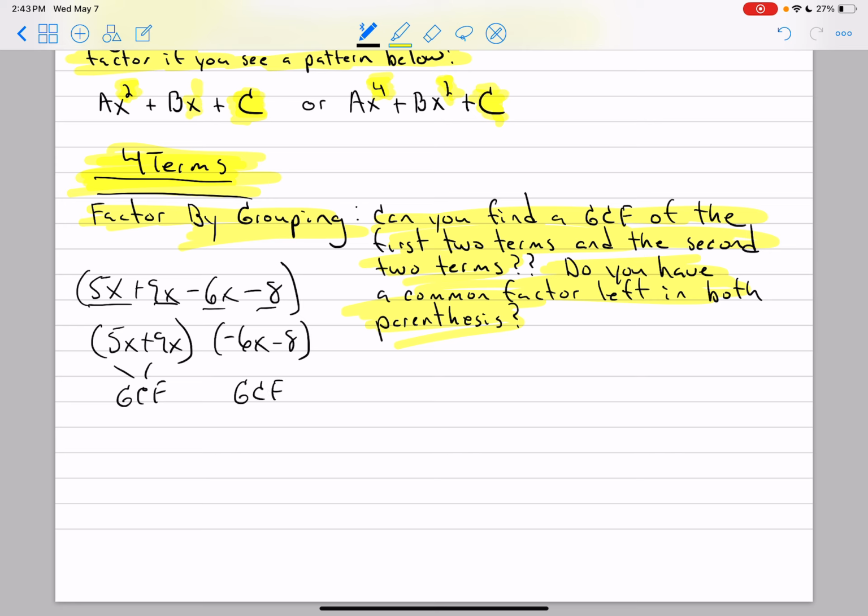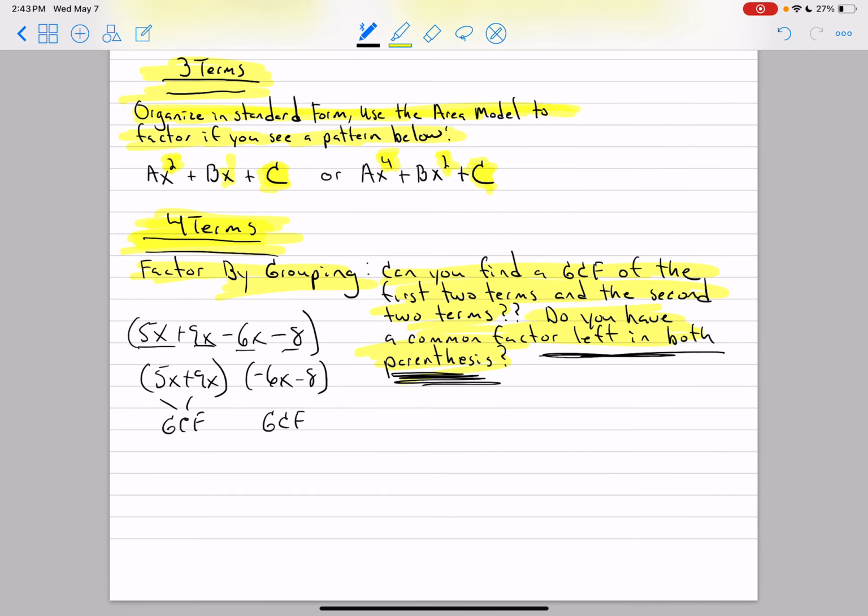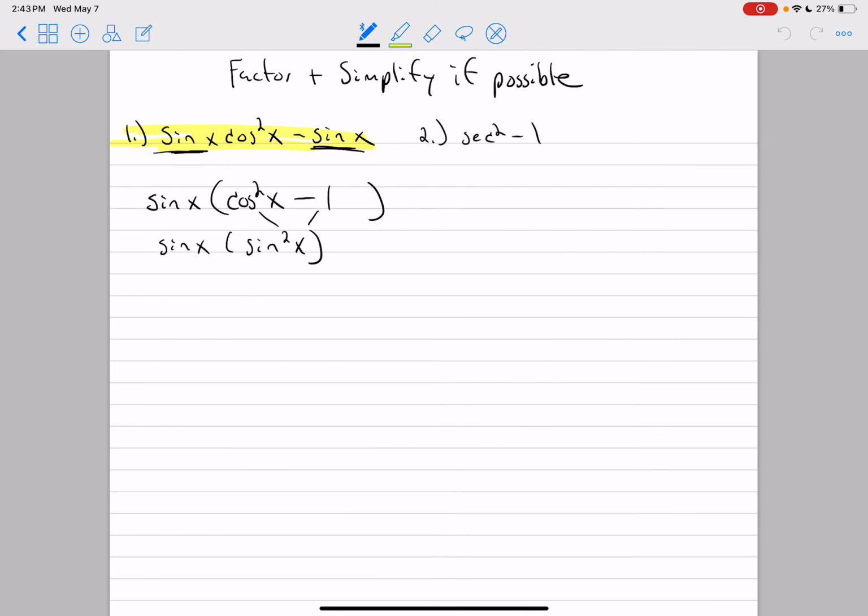And then you see what are you left over with. Do you have a common factor left in both parentheses? I'm not going super deep into these because we've done this. We did this months ago, all right? Now we're just doing it with trig functions, so it's really not different. So let's do a couple of examples.